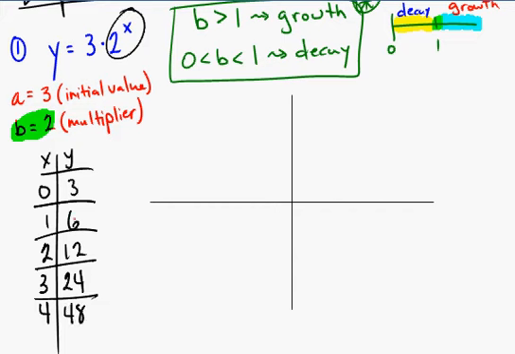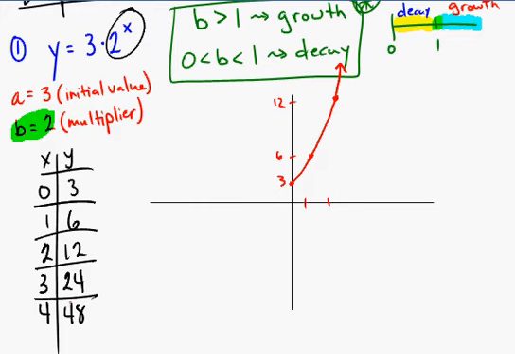I'm just going to start putting these on. Let's see what this looks like. 0 and 3, put that here. 1 and 6, 2 and 12. Can you see what's happening to the line? The space here is getting bigger each time. It's getting steeper. So what this looks like is a curve that goes up like that. The higher the b is, the steeper that thing's going to go, the faster it's going to start going up. Okay?